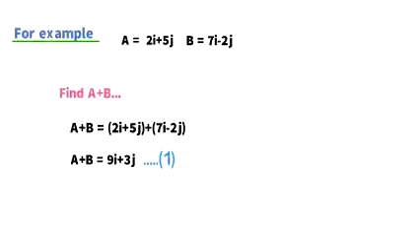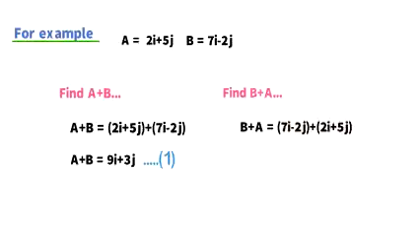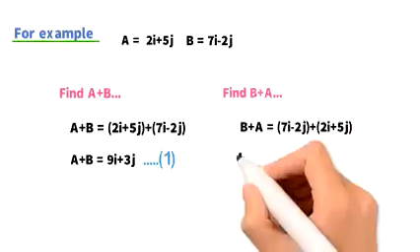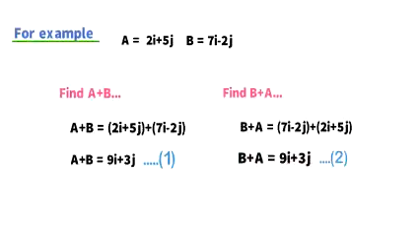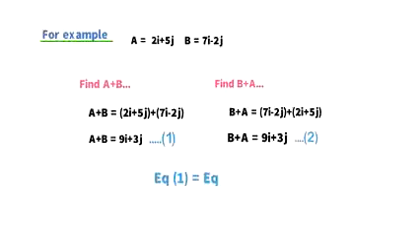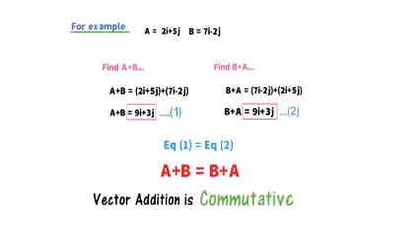Now if someone is asking me to find the addition of B plus A, I will take the vector B, 7i minus 2j plus 2i plus 5j, and I am getting B plus A equal to 9i plus 3j. Now look here, equation 1 is equal to equation 2, 9i plus 3j. So we say A plus B is equal to B plus A. So the additions of vectors are the same. Therefore, we say vector addition is commutative.